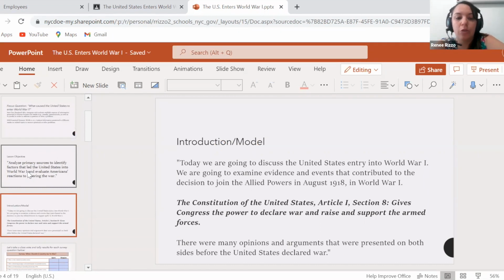Introduction model included from the original lesson. Today, we are going to discuss the United States entry into World War I. We are going to examine evidence and events that contributed to the decision to join the Allied powers in August 1918 in World War I. The Constitution of the United States, Article 1, Section 8, gives Congress the power to declare war and raise and support the armed forces.